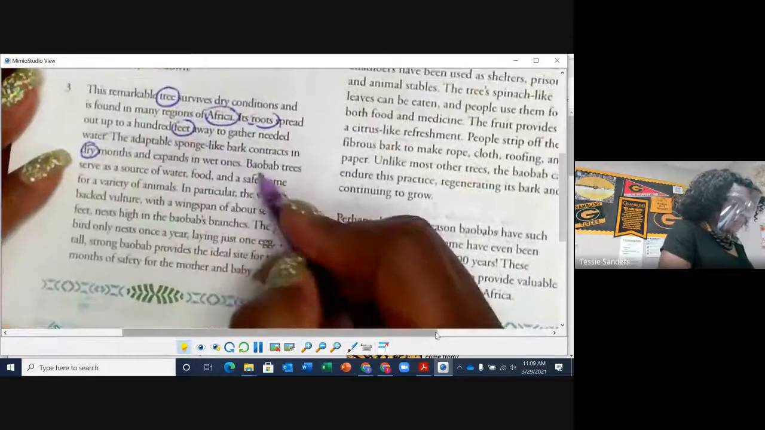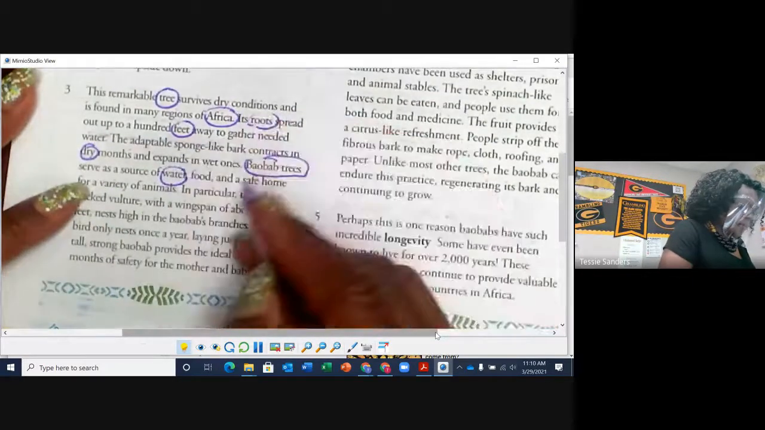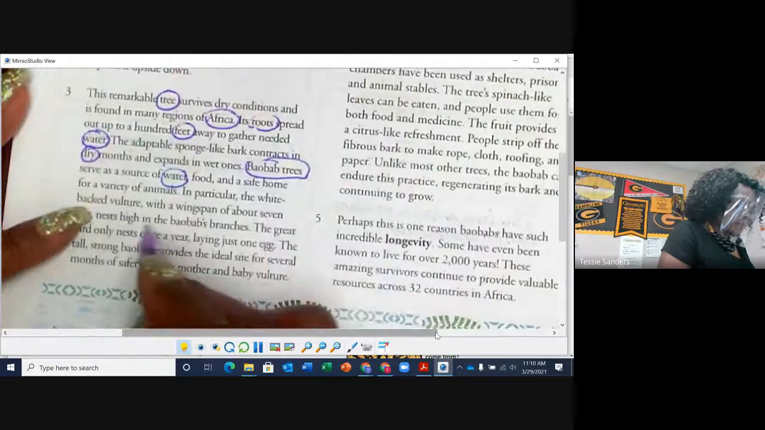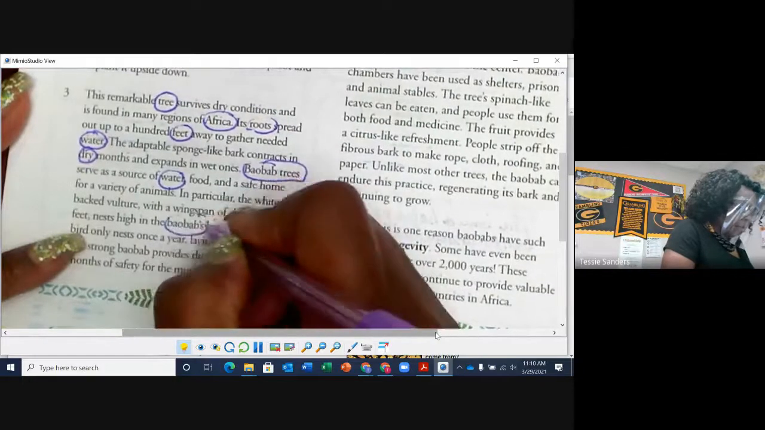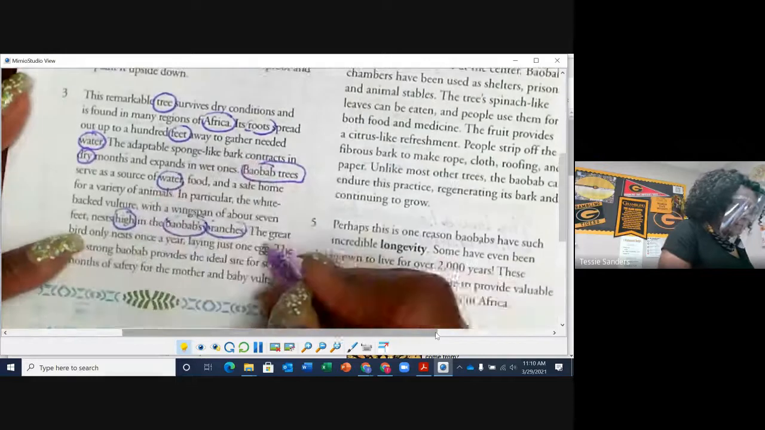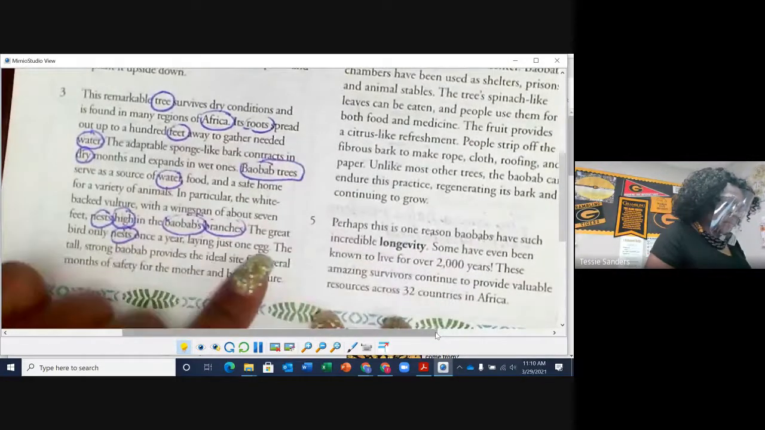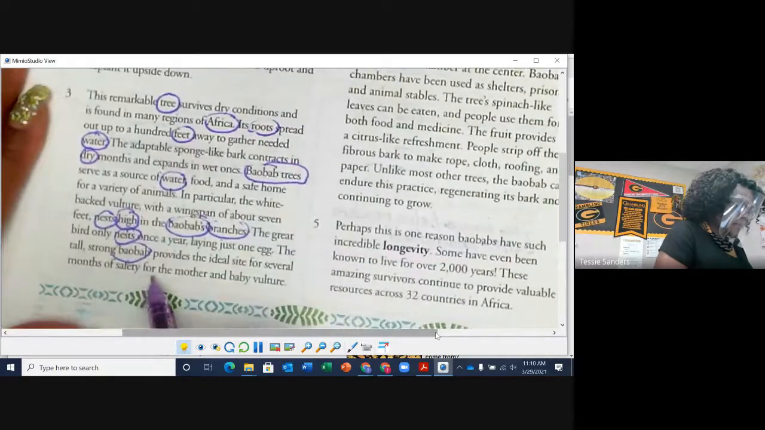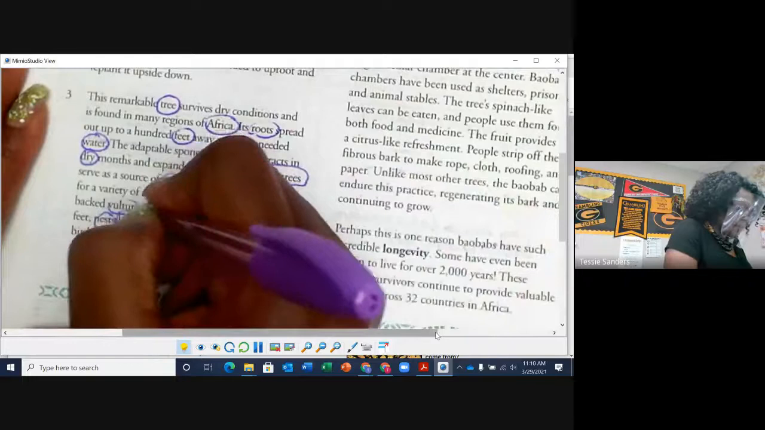Dry. Baobab trees. Water. Branches. Baobab's branches. High. Nests. Baobab. I see baby vulture, and I saw vulture here. Mother.